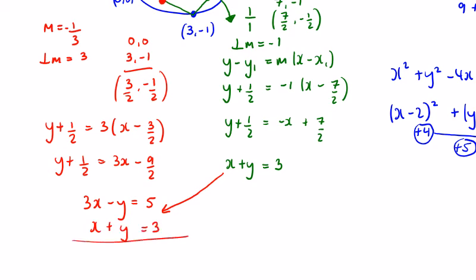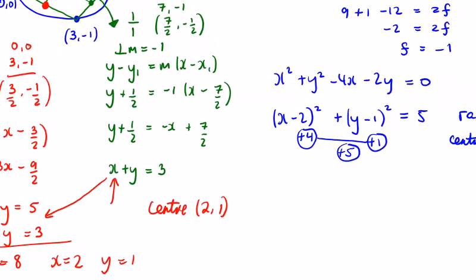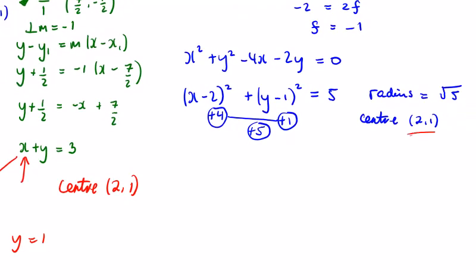This is going to give me the center. 4x is equal to 8. So x is equal to 2. And if x is equal to 2, y has to be equal to 1. So my center is 2, 1. Which you can see from here. We got 2, 1 over here as well.